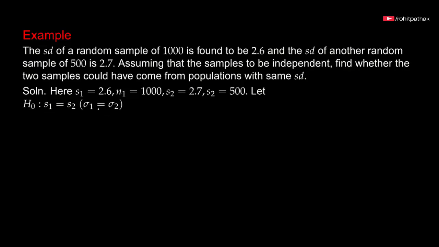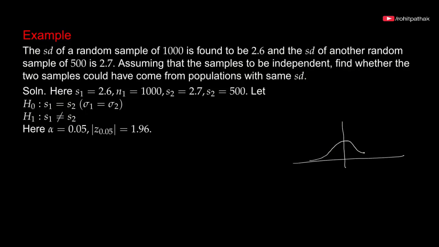So let H0: S1 equal to S2, or equivalently sigma 1 equal to sigma 2. That means the two samples have been drawn from the populations with the same SD. H1: S1 not equal to S2. That means the two samples could not have come from populations with same SD. Alpha is 0.05 by default and critical value corresponding to this level of significance is 1.96. So here we have to use two-tail test. So this is the critical value 1.96 and this is minus 1.96. So minus 1.96 to plus 1.96 we have the region of acceptance and outside of this we have critical region.